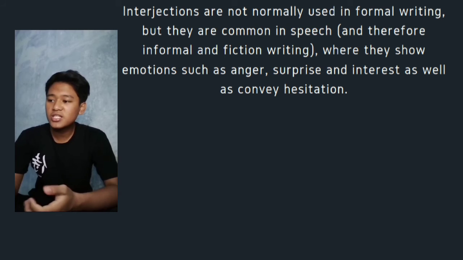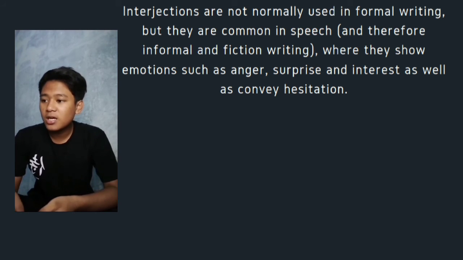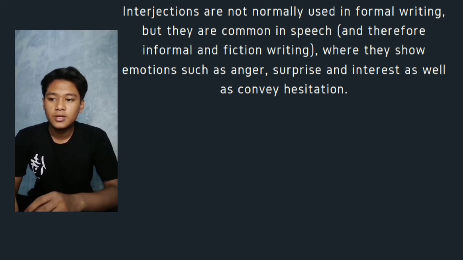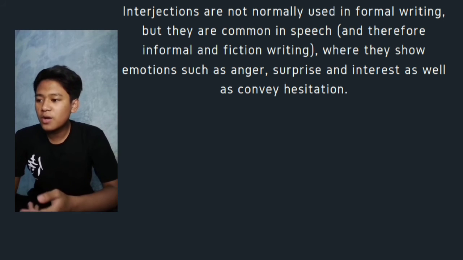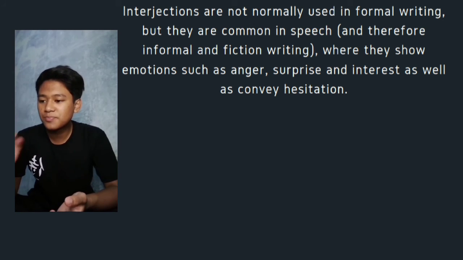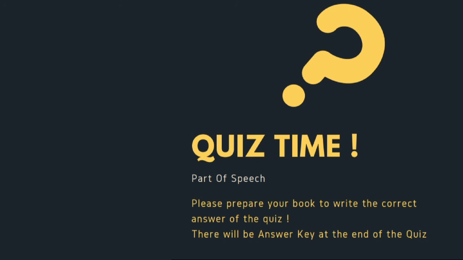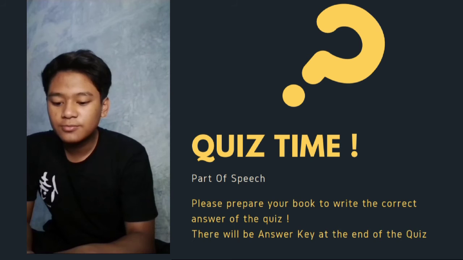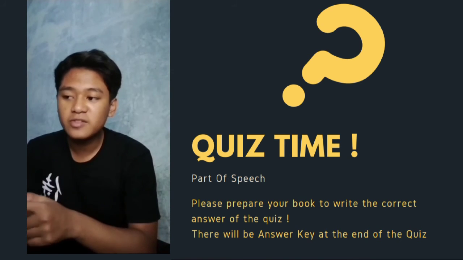Interjections are not normally used in formal writing, but they are common in speech, and therefore in informal and fiction writing. They show emotions such as anger, surprise, and interest, as well as convey hesitation. So that is our explanation about parts of speech.